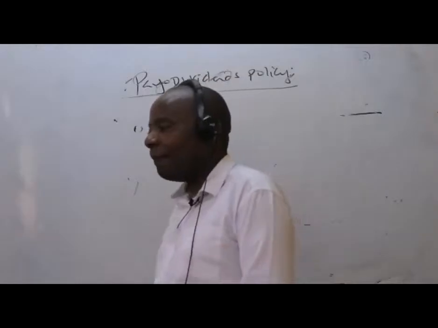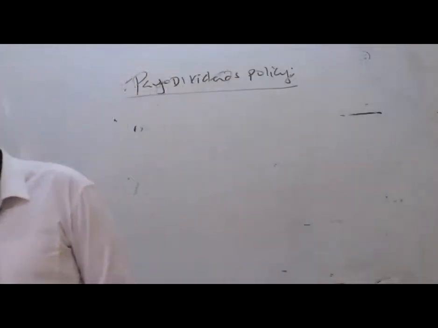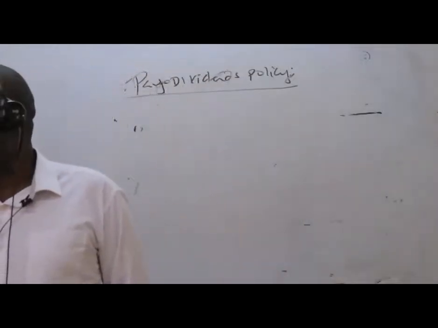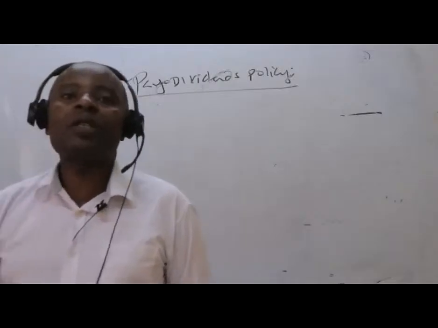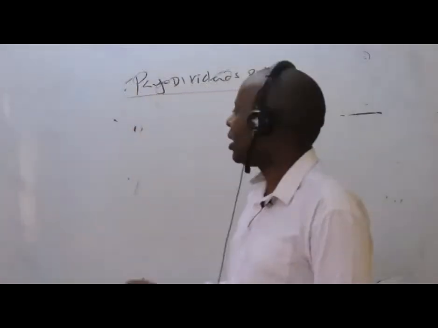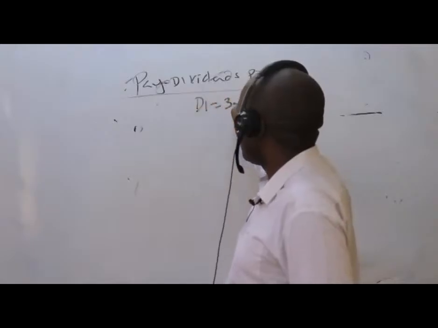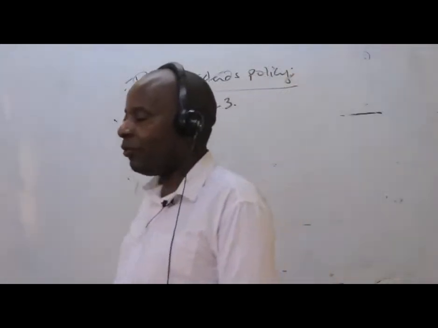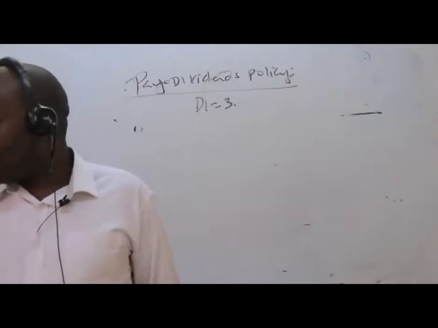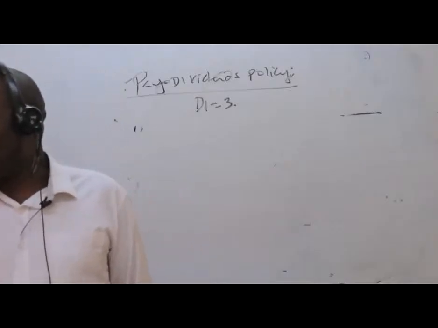So I'm giving you a minute. You try that. Remember, we are paying dividends of how much? 3. So D1 is 3. We are paying dividends of 3. So I'm giving you exactly 2 minutes. You try doing that as we wind up this class.